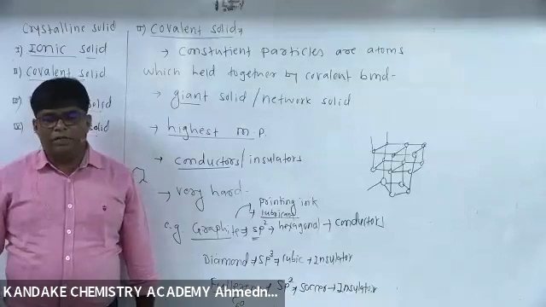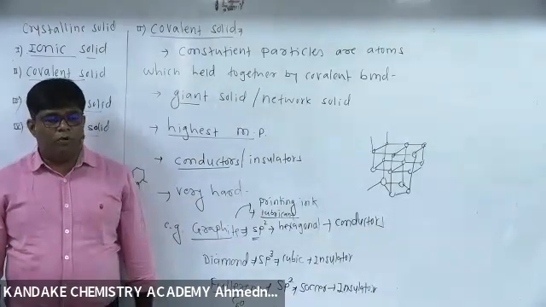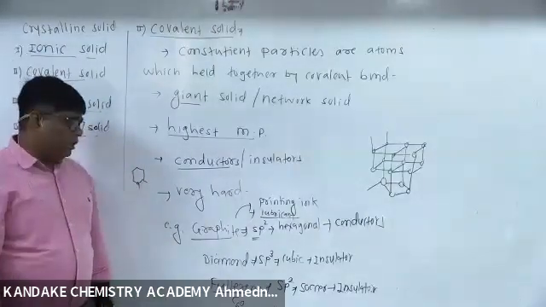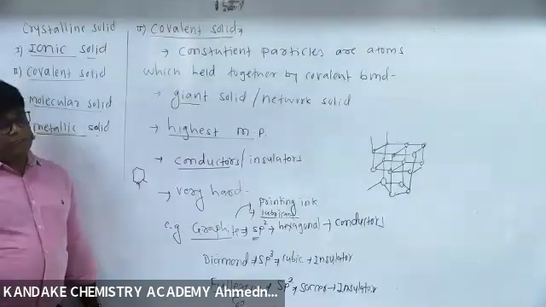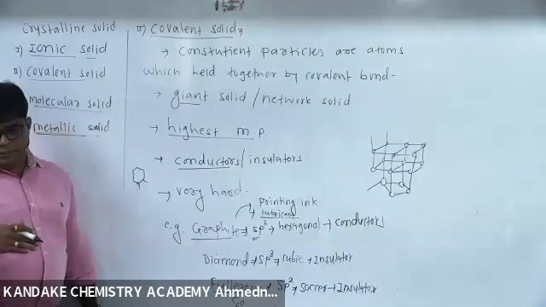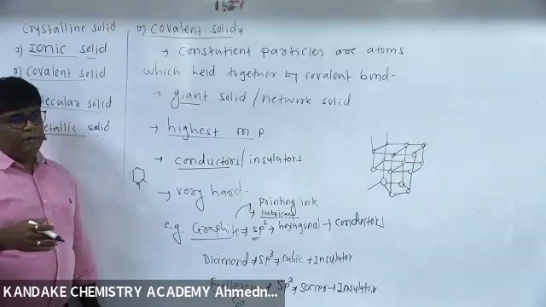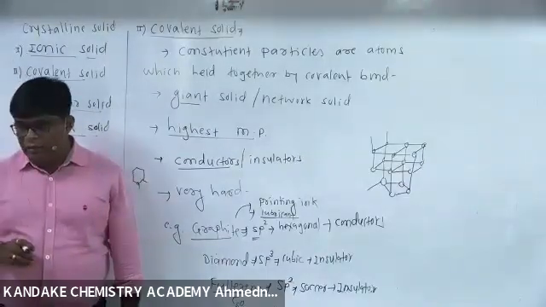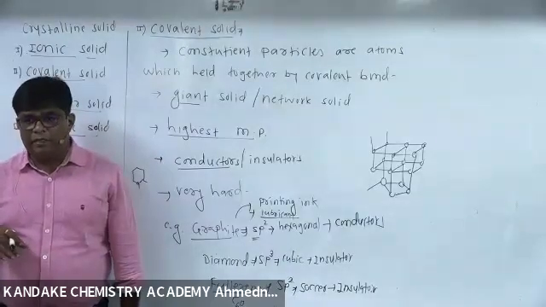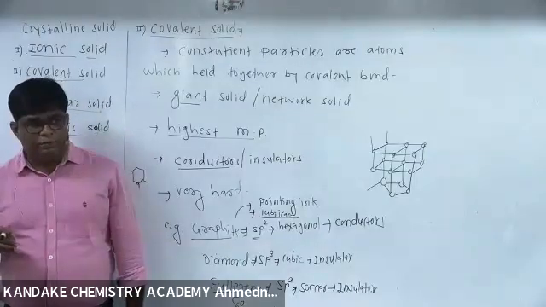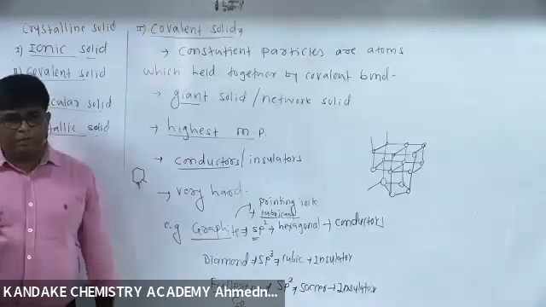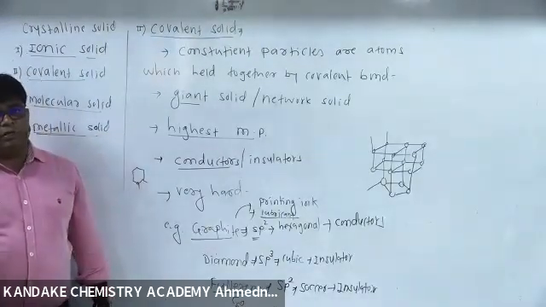Then diamond. Diamond is one of the hardest substances in the world. We consider diamond the hardest substance. Its hybridization is sp3, and it is used to cut glass. What are the uses of diamond? It is used in making jewelry. It is a precious stone, not a metal. It is also used in cutting glass. What is used for cutting glass? Diamond. Is it clear?